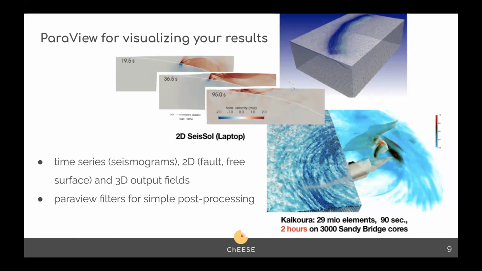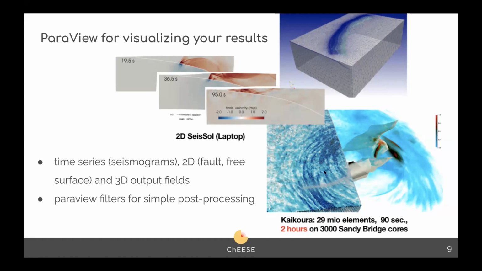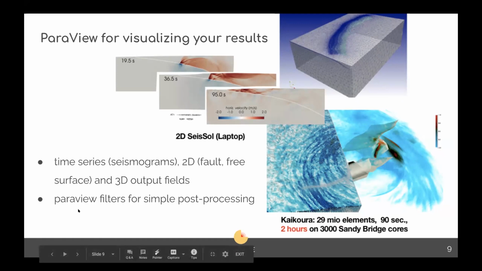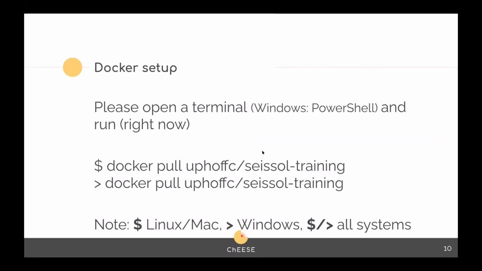Then we also have the 2D output, that is the ruptures on the fault and the free surface ground motions. Then we also have the 3D output, showing how the wave field propagates in 3D, and the strain or the plastic strain. Then we will look at the result using ParaView, and we also show you how to use some simple filters to do the post-processing. So please make sure that everyone's Docker works. Then I will hand over to Carsten, and he can explain more about Docker.